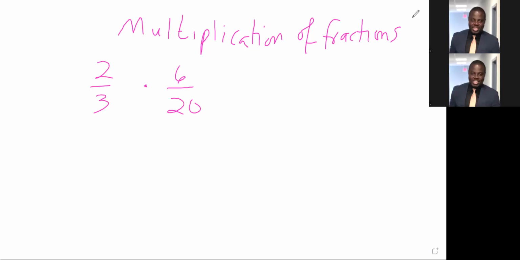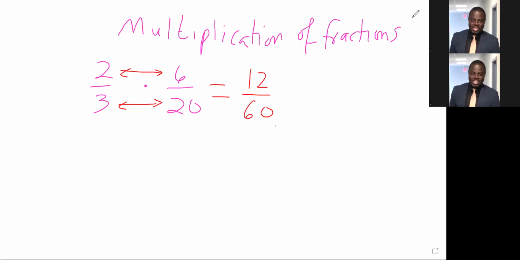So to multiply, you always want to multiply across like that. So you're going 2 times 6 on top. You do it for the numerator, and then you do it for the denominator. So we're going to start with the numerator first. We go across, and we have 2 times 6, which is 12. And then for the denominators, we've got 3 times 20, which gives us 60.